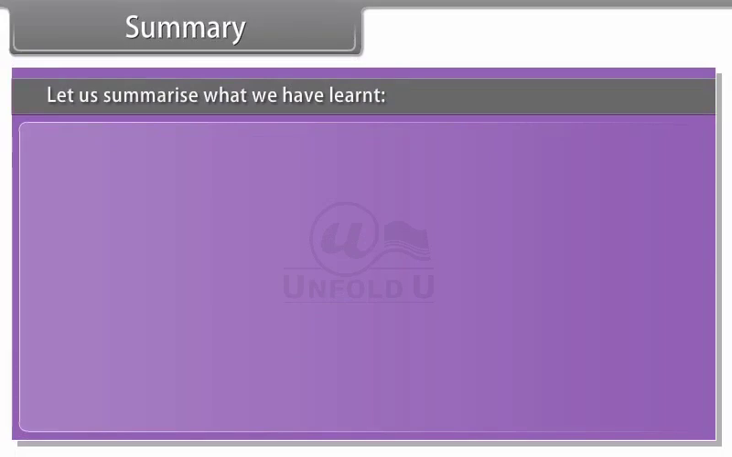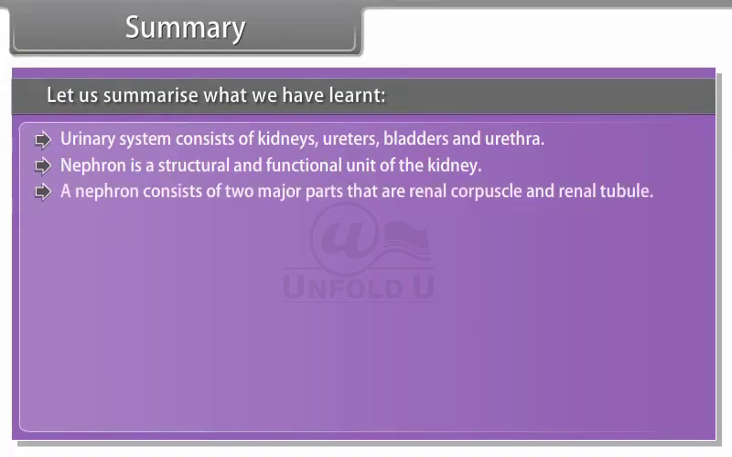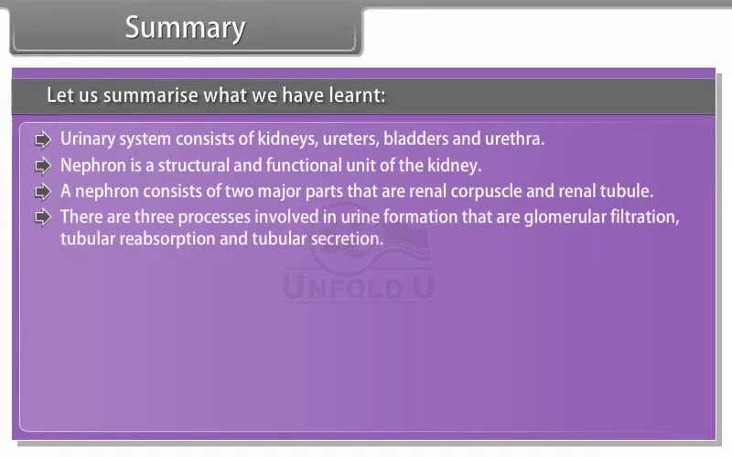Summary. Let us summarize what we have learned. The urinary system consists of kidneys, ureters, bladder and urethra. The nephron is the structural and functional unit of the kidney. A nephron consists of two major parts, the renal corpuscle and the renal tubule. There are three processes involved in urine formation: glomerular filtration, tubular reabsorption, and tubular secretion.